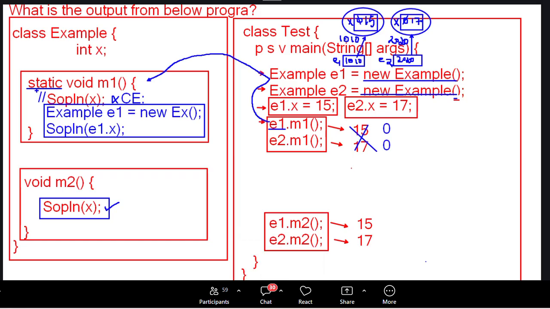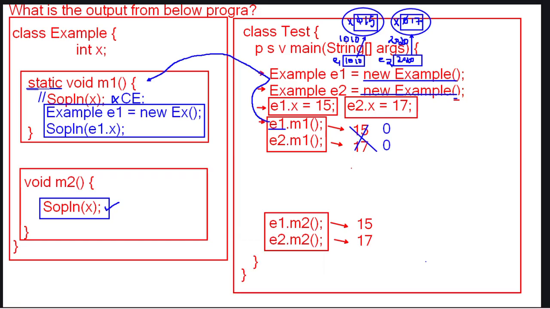Tell me now. What is this method? Static. Why inside static method, we cannot access non-static variable? Why we cannot access non-static variable inside static method? Because static method doesn't take object. When object is not taking, this x variable should access from first object or second object?